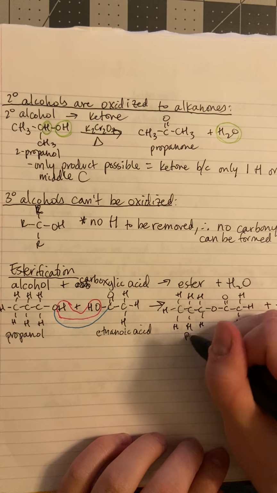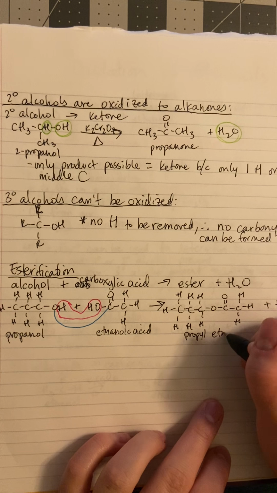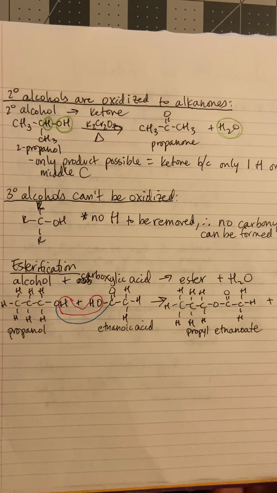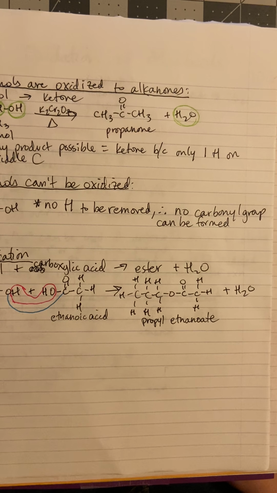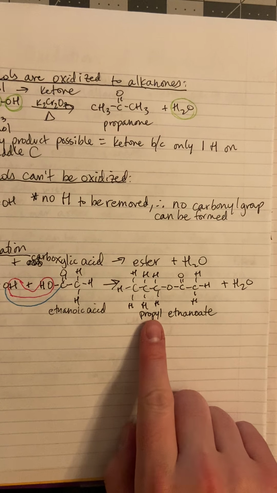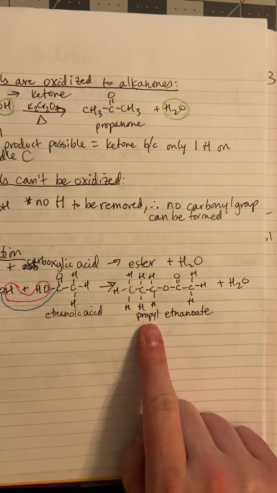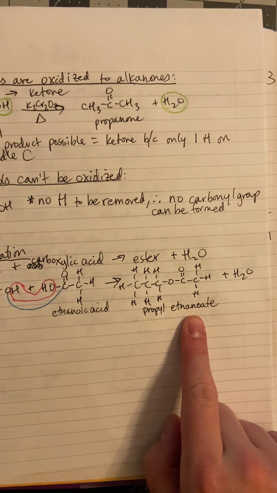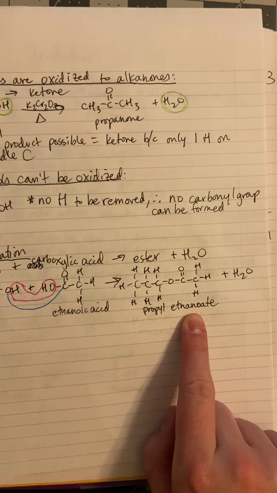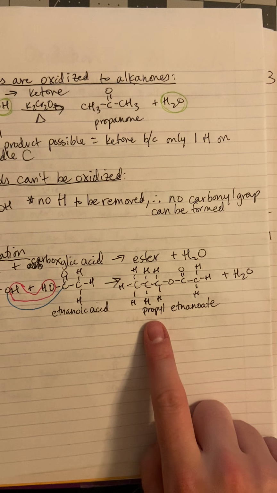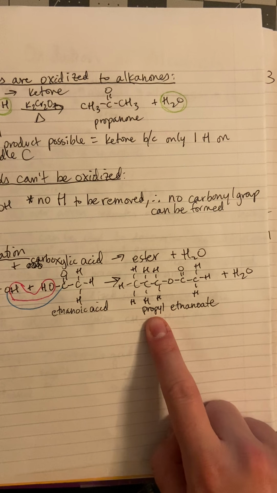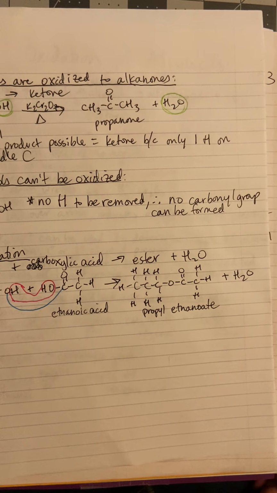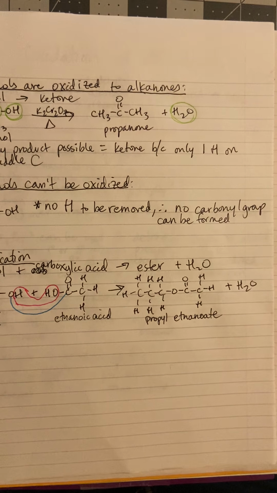Let's write the name. Propyl ethanoate. Notice when we're writing the name of propyl ethanoate, it goes alcohol name, minus "-ol", adding "-yl". Then carboxylic acid minus "-oic acid" plus "-oate". So what this is saying is we have propanol plus ethanoic acid forming propyl ethanoate, and then water at the end.